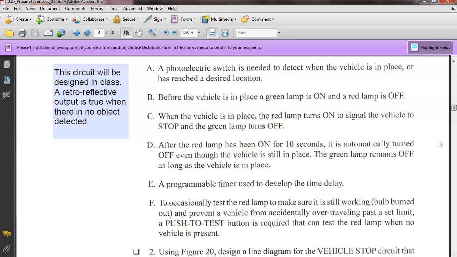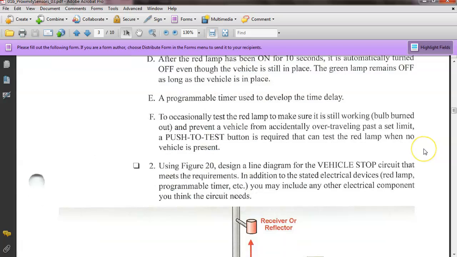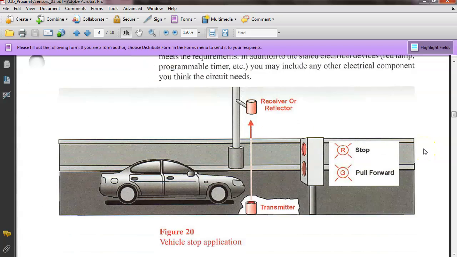So what type of logic would that be? Or logic, right? So either the sensor can turn it on or the push test button. Okay? Good job. So any questions on this one? So here's the actual diagram. This is not the circuit. You'll have to come up with your circuit.